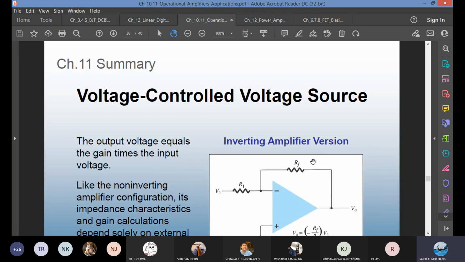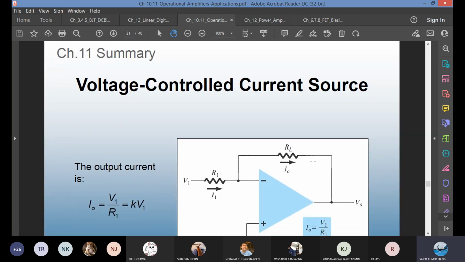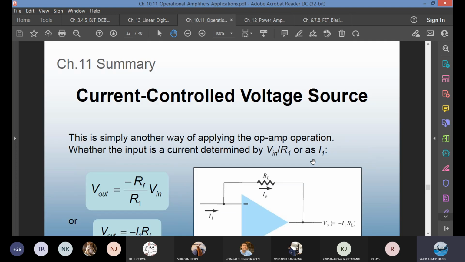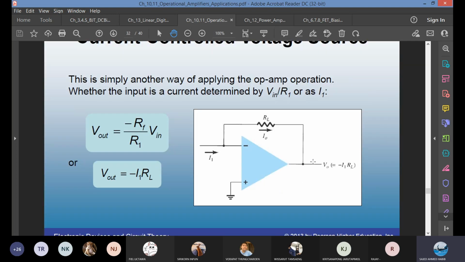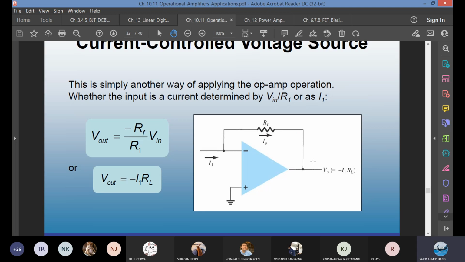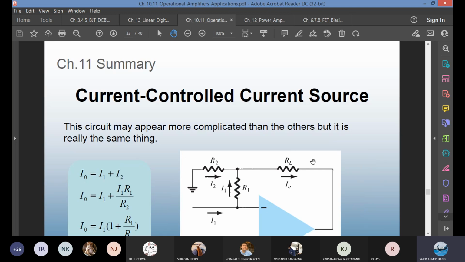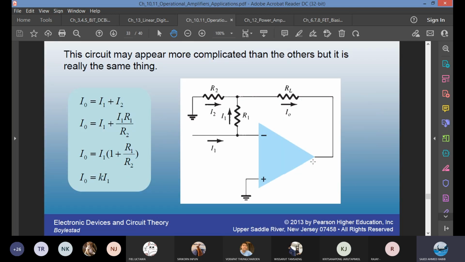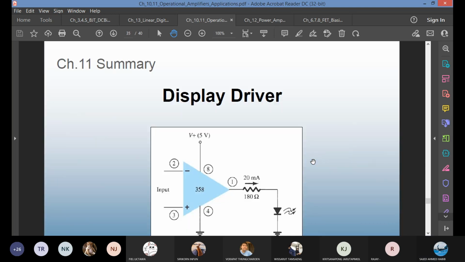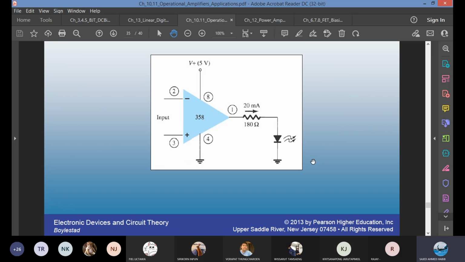For voltage controlled voltage source and voltage controlled current source, there is nothing complicated. Then you had current control. We are now looking in terms of input current. Also, we are looking at output voltage. Sometimes you look in terms of input current and output current, so the output current is a function of an input current. This one I discussed briefly.